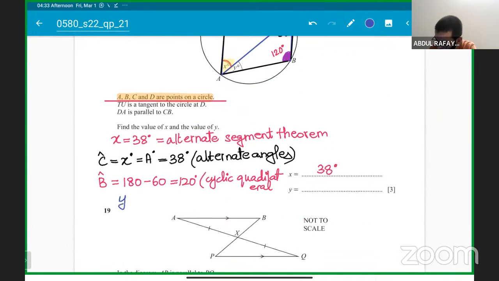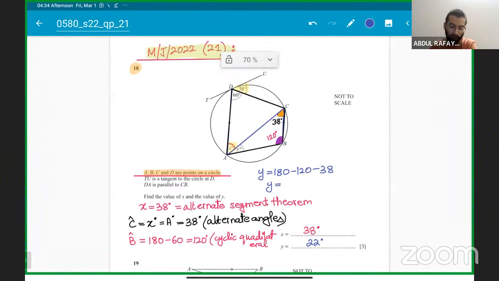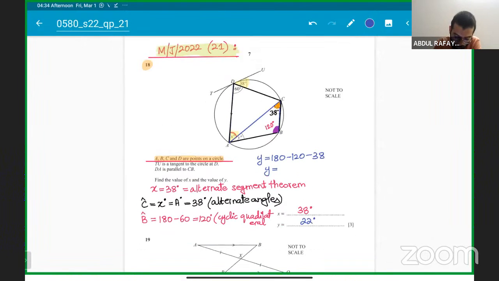That y is equal to, let's do it here, y is equal to 180 minus 120 minus 38. So 60 minus 38 will be 22 degrees. It is correct. Am I right? Got it, guys? Clear? Understood? Everyone got it? Any questions? Any problems? Let me know.